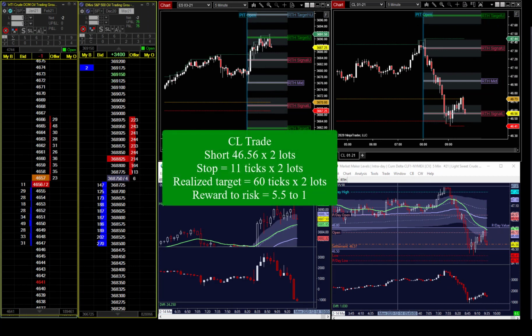In at 56, stop here is 67, and here comes the ES to the downside. We got to get down through 85.